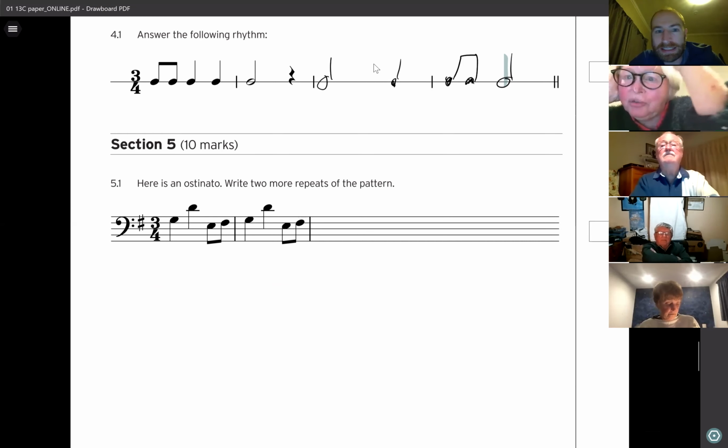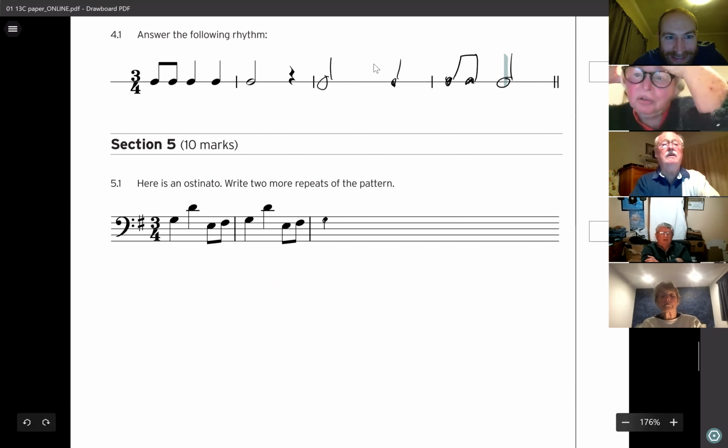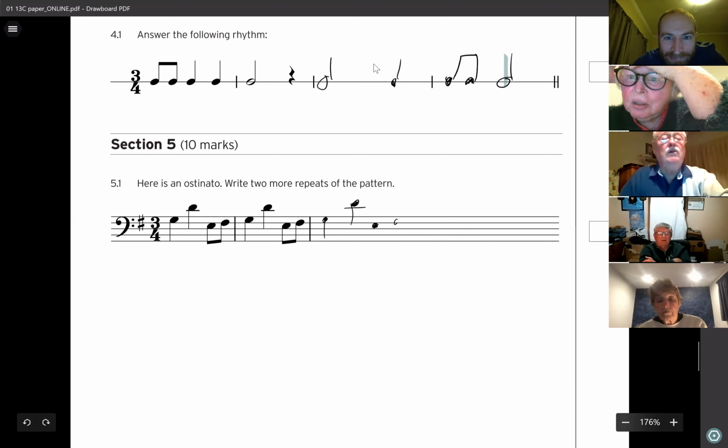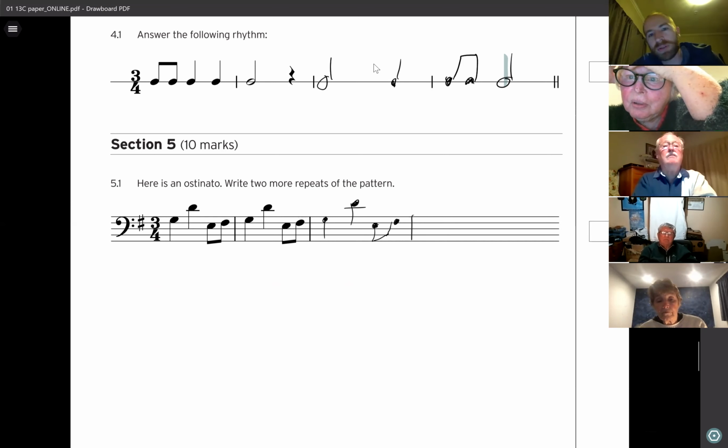In the same notes or any notes you like? No, same notes. Oh, so it's just a practice of writing notes. I mean, it's pretty easy. I think I could just about manage that. Copy what they've got. Yeah. Okay, 2 more repeats of the pattern. So yeah, you would just write them in. Sorry, you would write them a little bit better than that.